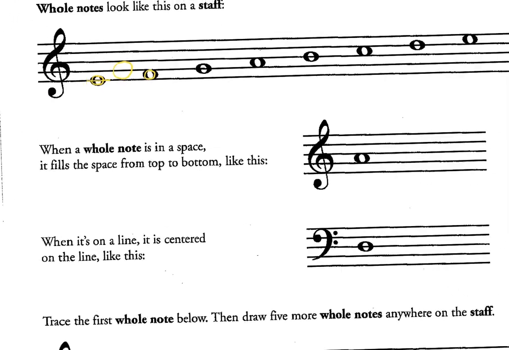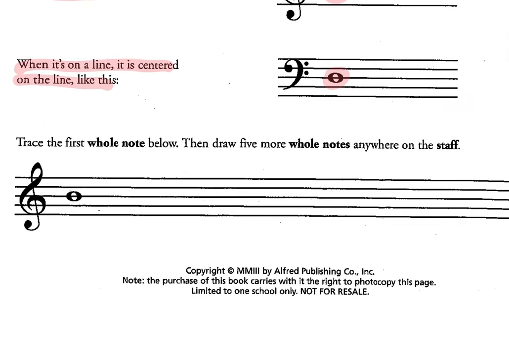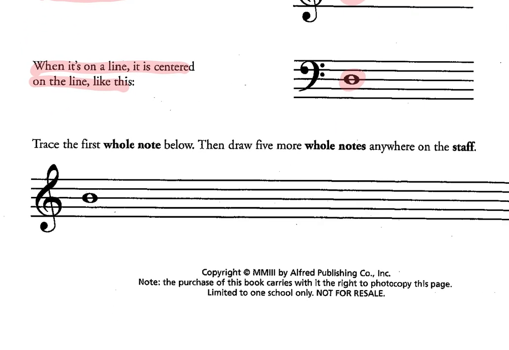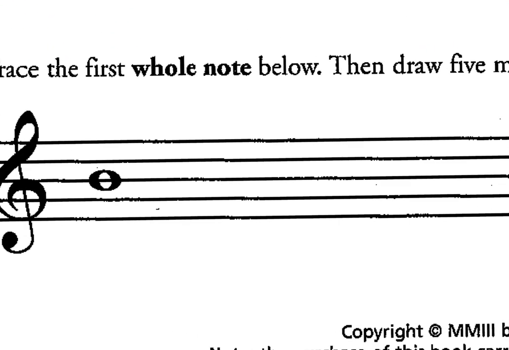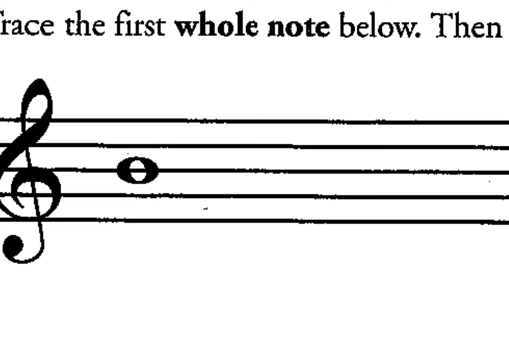It says, when a whole note is in a space, it fills the space from top to bottom like this, which I just talked about. And when it's on a line, it's centered on the line, just like this, which we just talked about. So let's skip to the bottom and let's have some fun. It says, trace the first whole note below, then draw five more whole notes anywhere on the staff. Oh my goodness, you have the freedom to draw them wherever you want. So first I'm going to trace this one like it says.